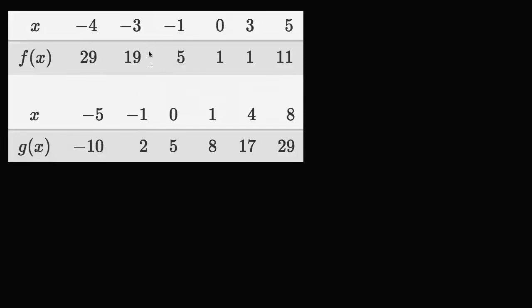So we have some tables here that give us what the functions f and g are when you give them certain inputs. So when you input -4, f of -4 is 29. That's going to be the output of that function. And so we have that for both f and g. And what I want to do is evaluate two composite functions.